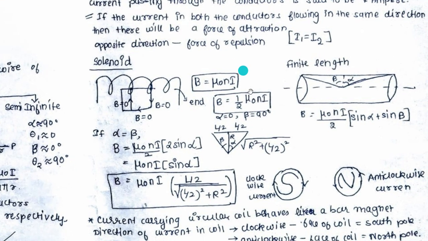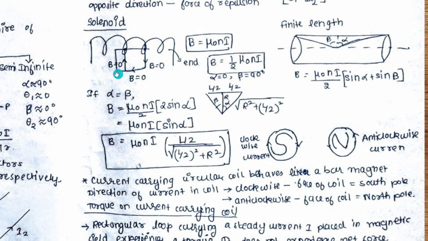Now coming to a solenoid. As you can see, this is a current carrying solenoid, and we have to calculate the magnitude of magnetic field at its different positions. Now, if I consider at the center, B is equal to μ₀nI. Now, what is n? n is the number of turns per unit length. Number of these turns made per unit length.